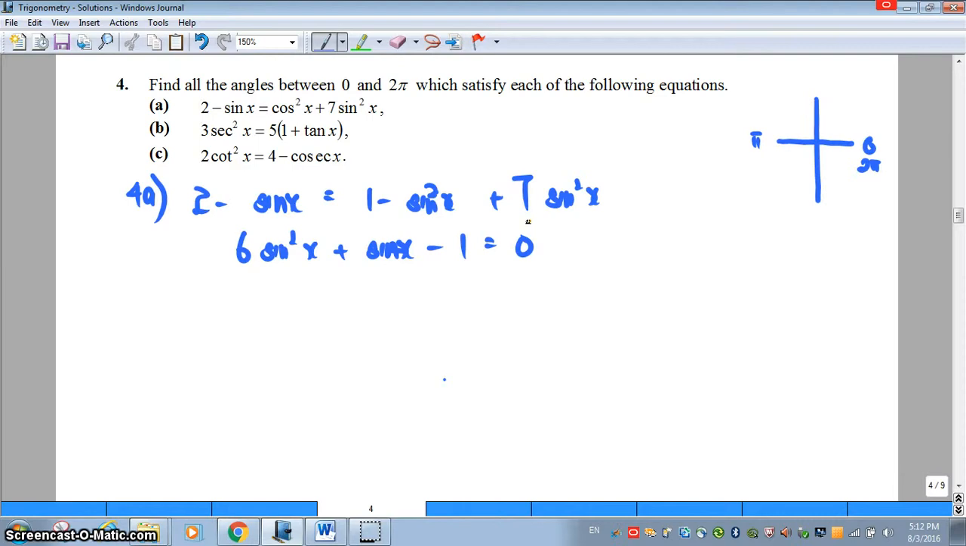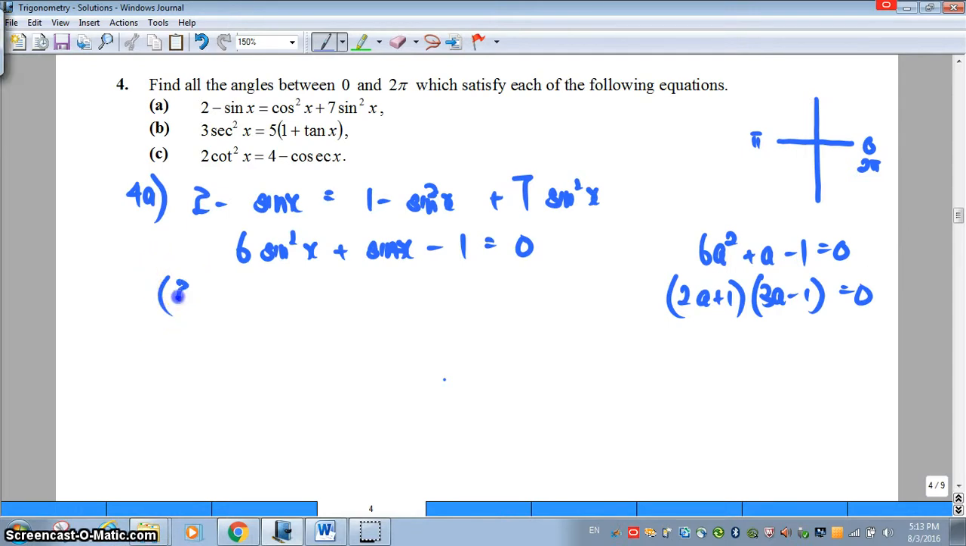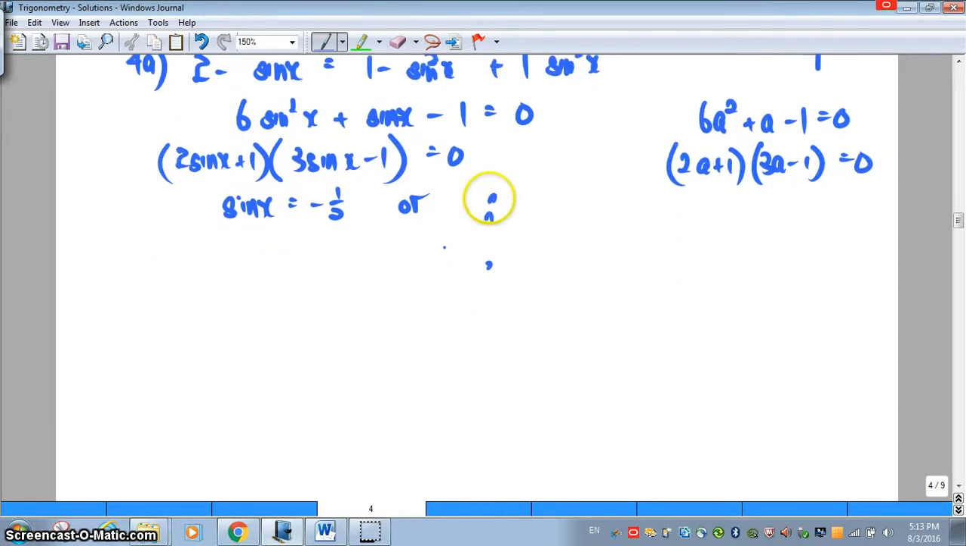But if you cannot see the factorization over here, let a be equal to sine x. Can you see that you can actually factorize this? Now replace your a back by sine x. So what you have is 2 sine x plus 1, 3 sine x minus 1. This will give us 0. And the use of zero product rule will tell you 2 sine x plus 1 is equal to 0, meaning your sine x is equal to negative half. Or 3 sine x minus 1 is equal to 0, meaning your sine x will be equal to 1/3 in this case.